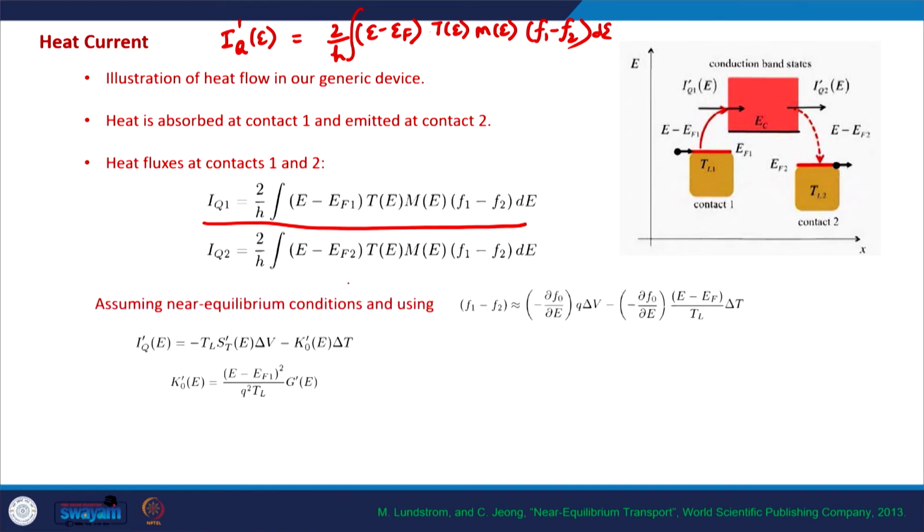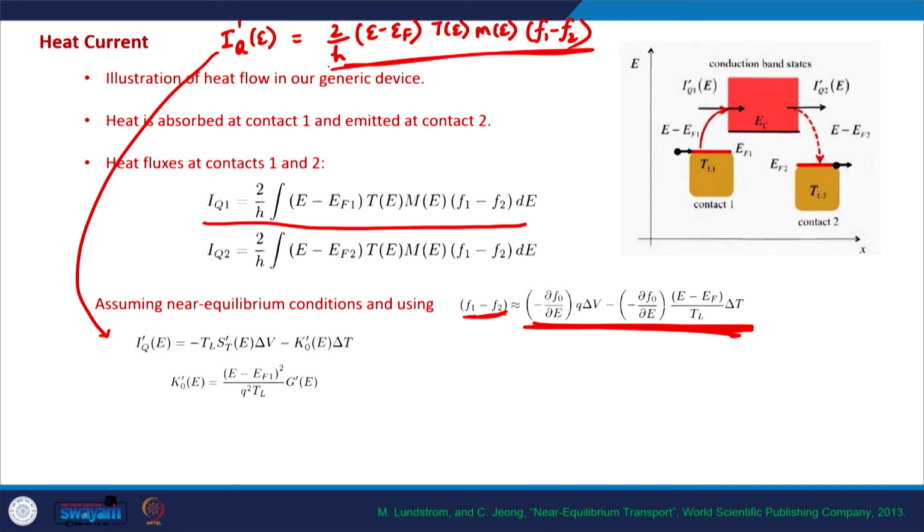And if we assume the near equilibrium conditions, in that case F1 minus F2 is given by this familiar expression that all of us have seen. And if we put this value of F1 minus F2 in the differential heat current expression, this is what the heat current actually becomes like. So, just replace F1 minus F2 by this right hand side in this equation and see what you get.